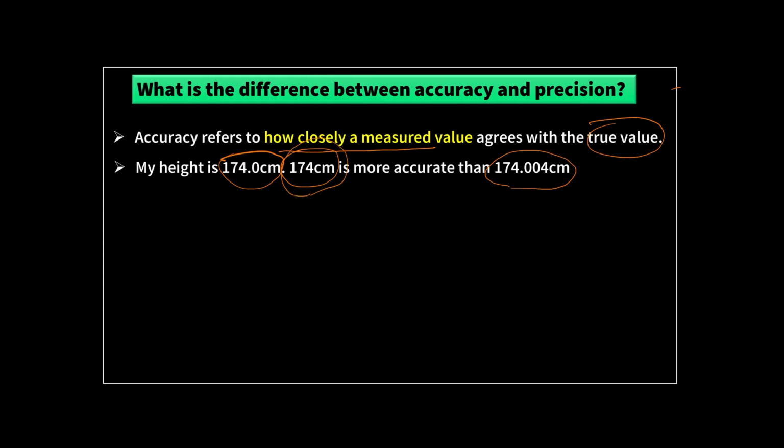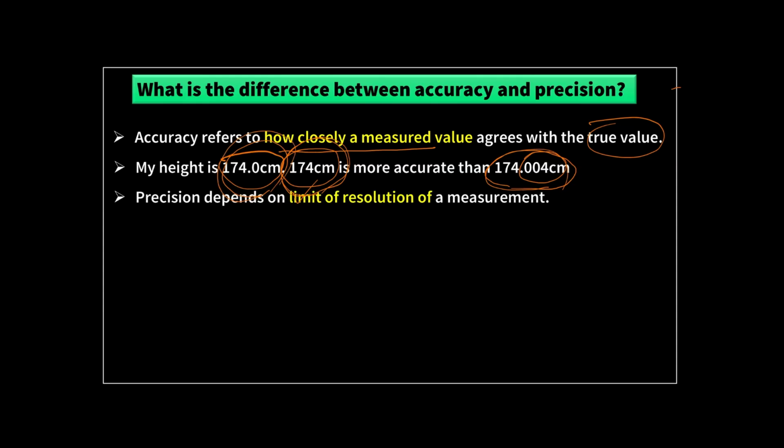Which is more accurate? This measurement is more accurate. Why? This measurement is very close to the true height. So this is more accurate. What about this? It is not at all accurate. Why? There is a difference of 0.04 centimeter from the actual value.